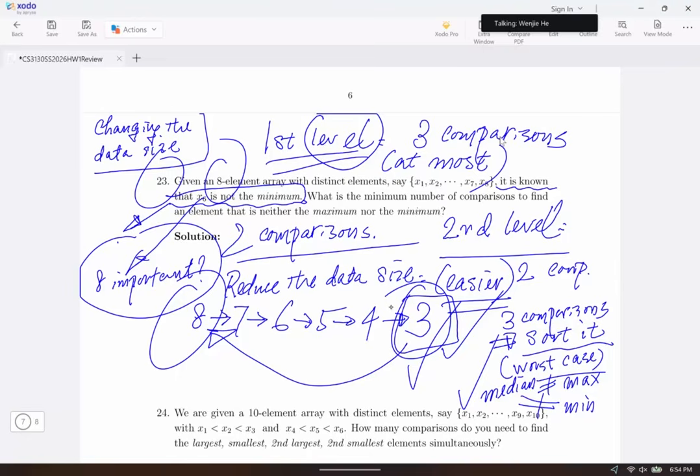How many comparisons do you need? Still 3. When we go back to 8 elements, still 3. Why? Because you just pick a 3-element subarray.